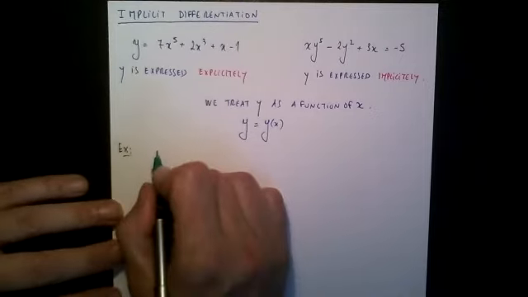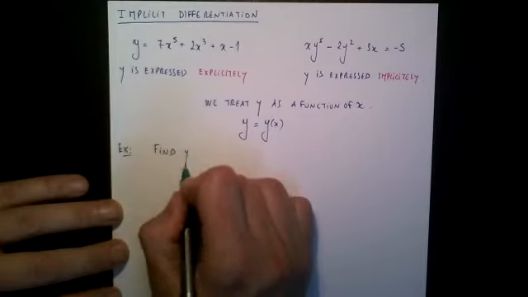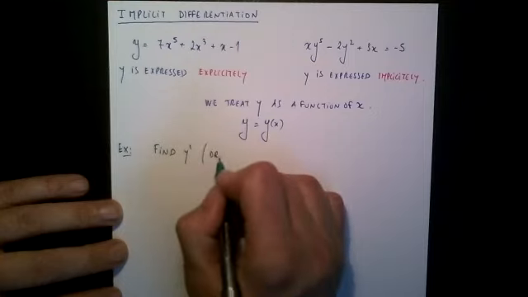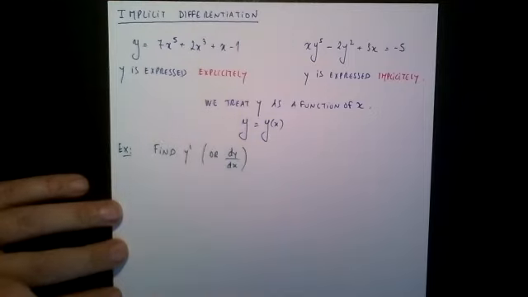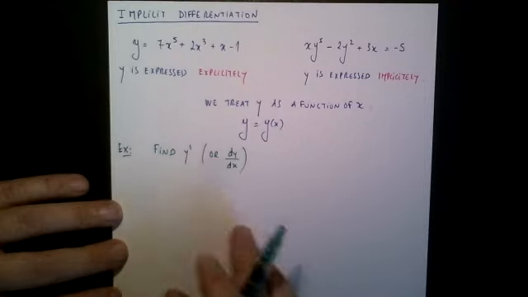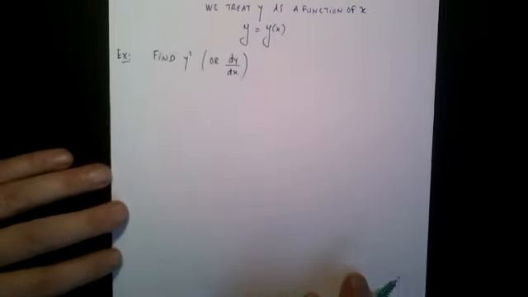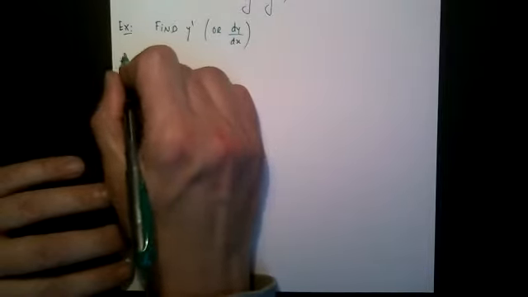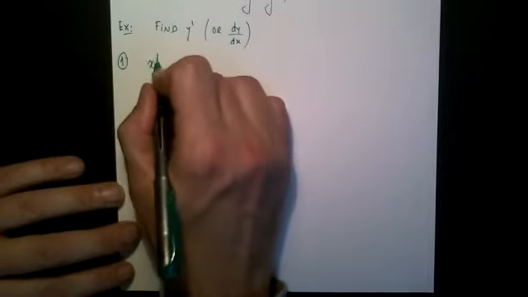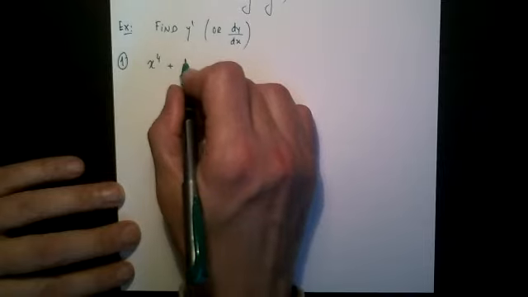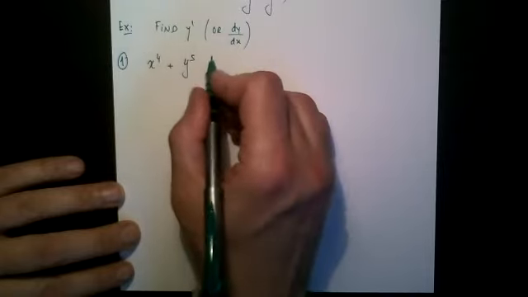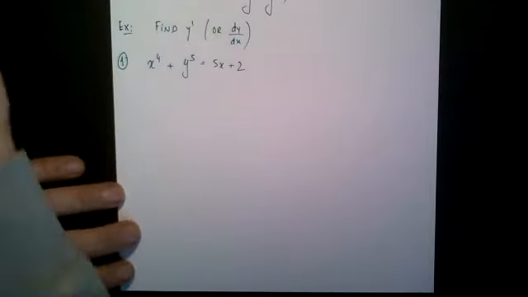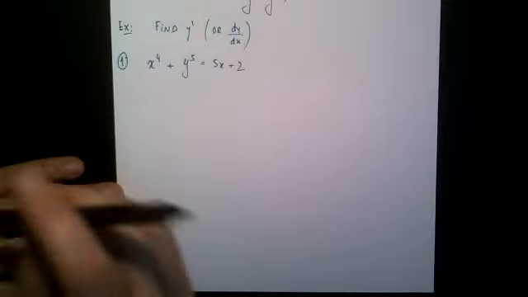So for example, let's say I'm asking you to find y prime, or if you want dy/dx, means the same thing. We're going to use y prime because it's less heavy on the notation. Okay, so number 1. Let's say x^4 plus y^5 equals 5x plus 2. Okay, so that's a very easy one. I'm asking you to find y prime.